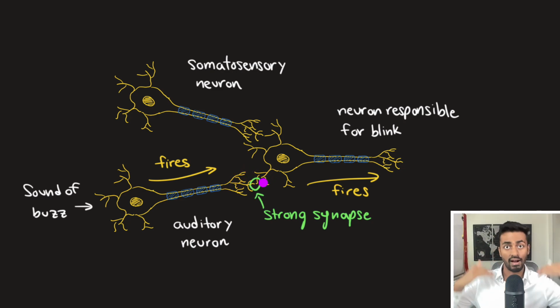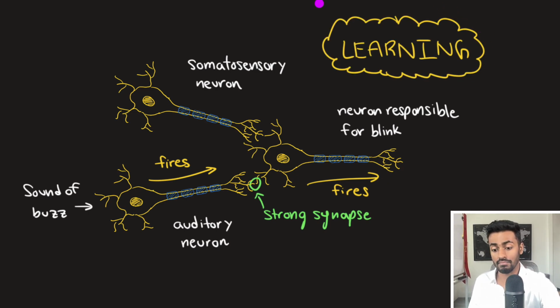This can cause a rise in potential overall of this entire dendrite, and this can cause the action potential to be generated, and hence the neuron responsible for blink is going to fire too. Now, this action of like hearing a buzz and then blinking was not something that was there before. And hence, we say that some learning has happened at this very fundamental 3-neuron level.